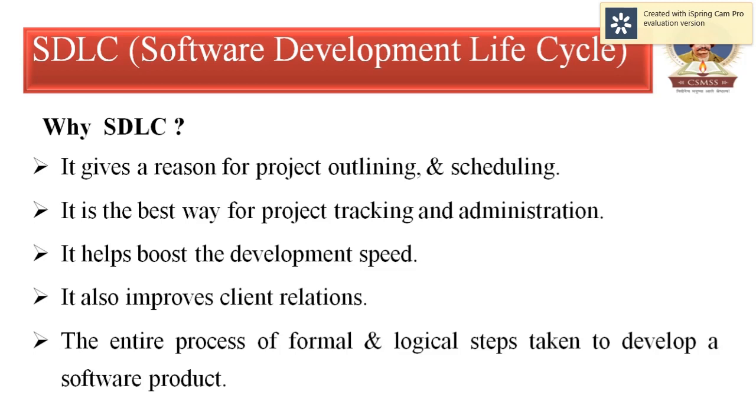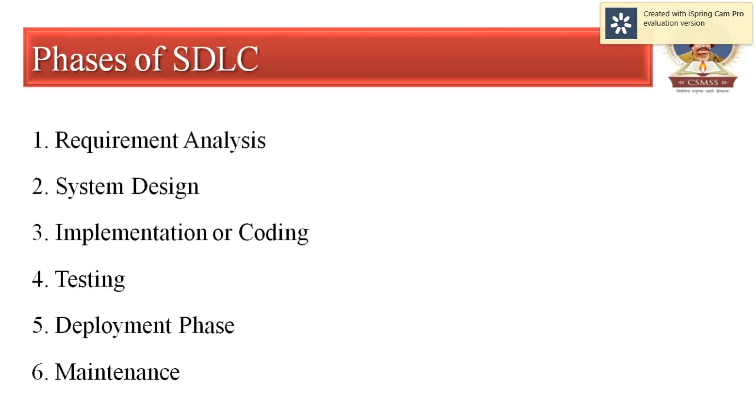It gives a reason for project outlining and scheduling. It is the best way for project tracking and administration. SDLC is used to boost the development speed. It also improves the client relations. The entire process of software development includes some steps, like formal steps and logical steps. The SDLC is used for development of any software product. It is a basic step for development of any software product.